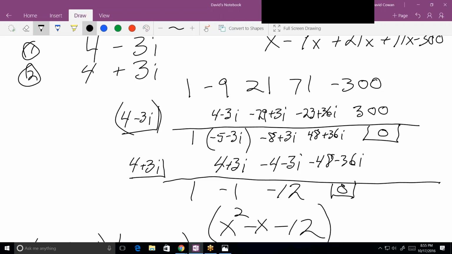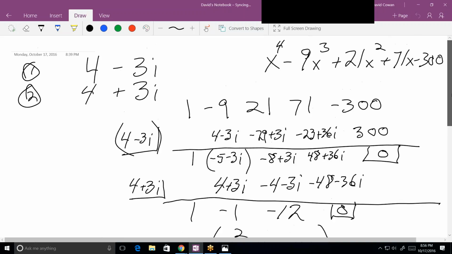Because they're not going to give you the wrong zeros. If they tell you that 4 minus 3i is a 0, then it is. And when you divide that into the polynomial, you better get a 0 remainder. If you're not getting that, go back and redo your math until you do get a 0. That's about all I can say. I'm not sure there's any other way to do it. But you can see that there's a lot of room for error there. All you got to do is make one mistake, and you're not going to get that 0 at the end.